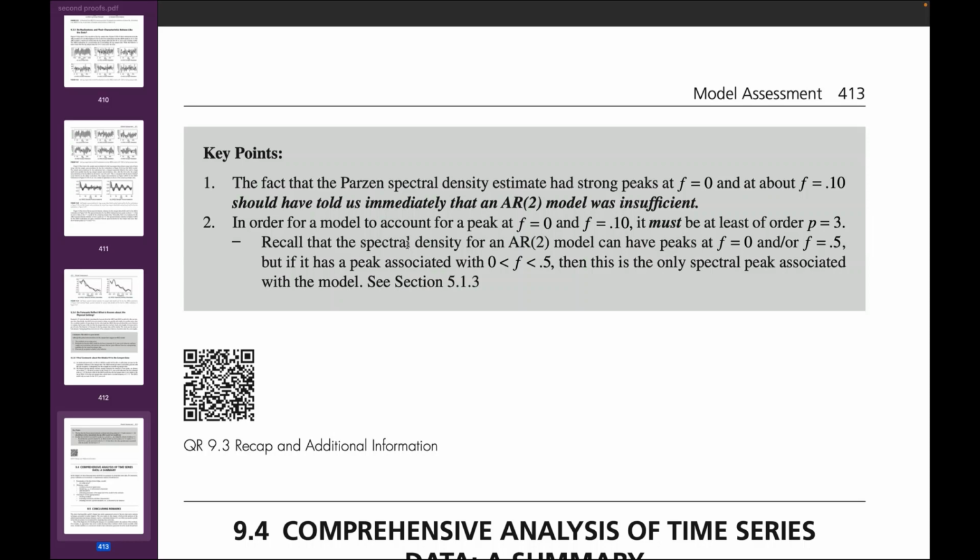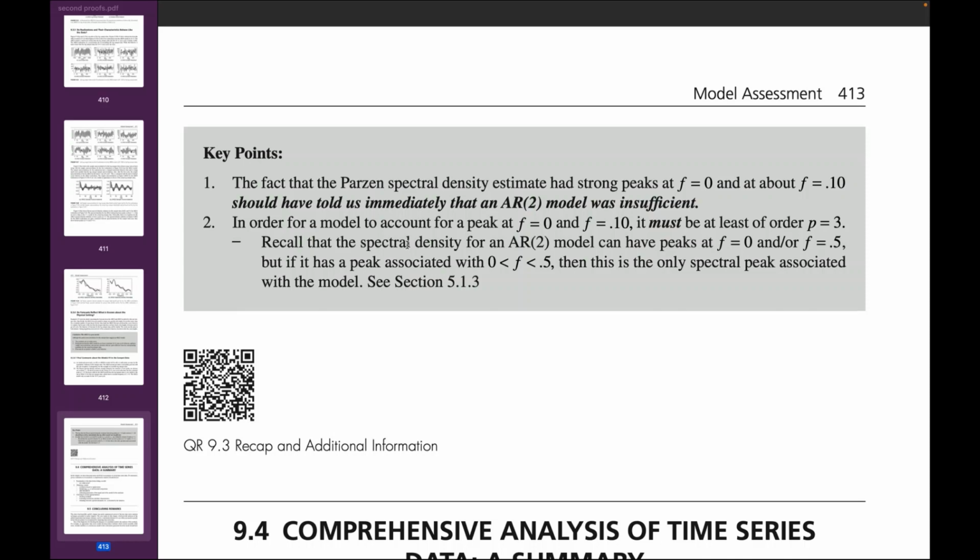It can have one peak between 0 and 0.5, which would be representative of a complex conjugate root, or it could have one peak at 0, or one peak at 0.5, or a peak at 0 and 0.5 if it was composed of two AR1s. But it can't have a peak at 0 and 0.1. That would require at least an AR3. So between an AR2 and an AR9, the AR9 would get the tip of the hat in that case.